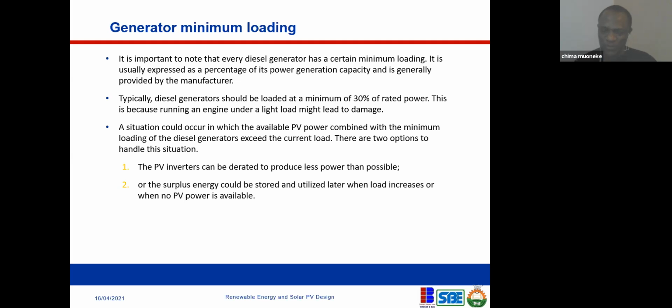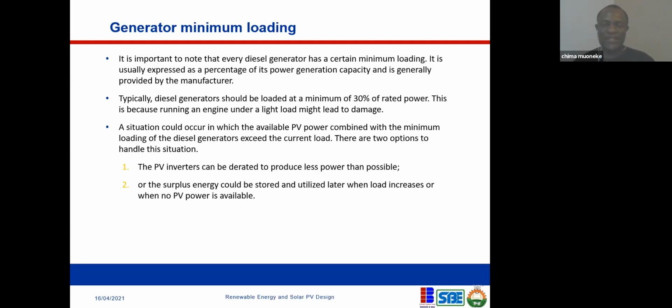That is one. Two, another way to handle this is that the surplus energy could be stored and utilized later when the load increases or when no PV power is available. So if you integrate a storage system, instead of that 10% being wasted, you can store it in a battery storage system that you can use at other times. So those are the two ways to handle this.